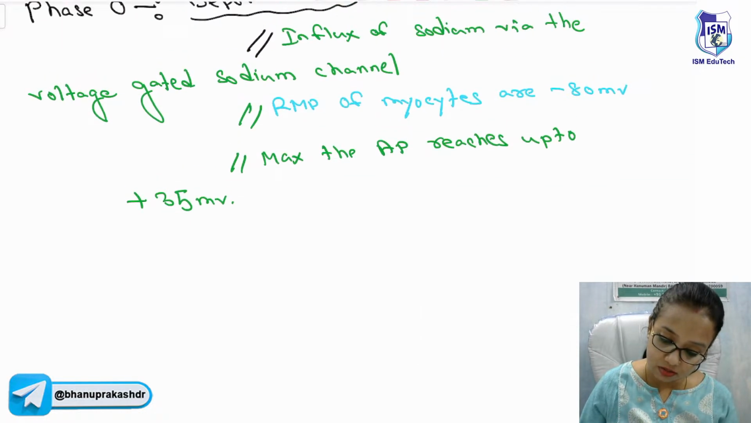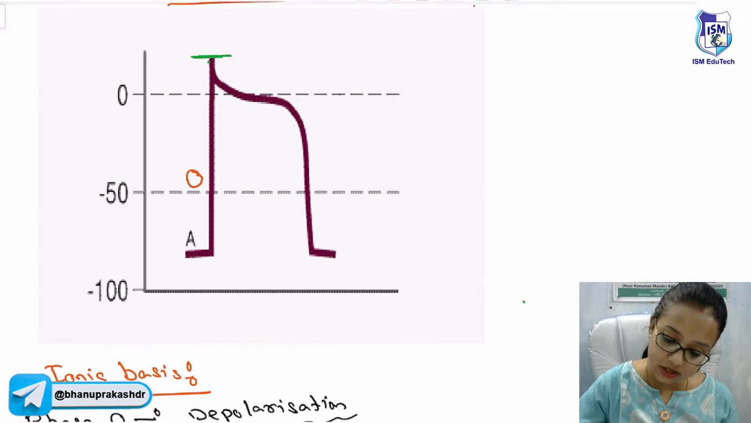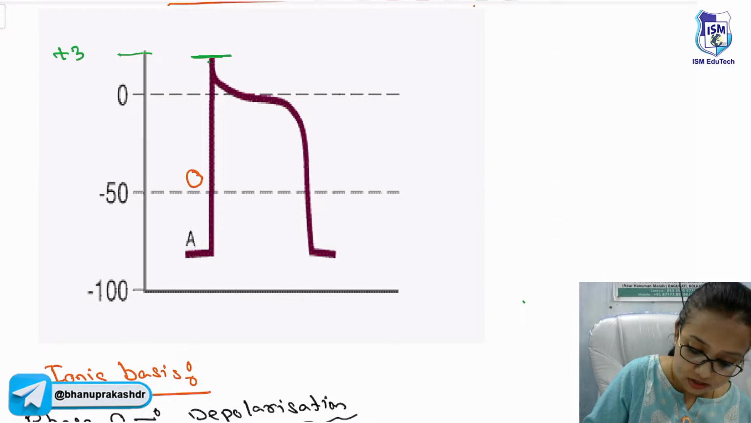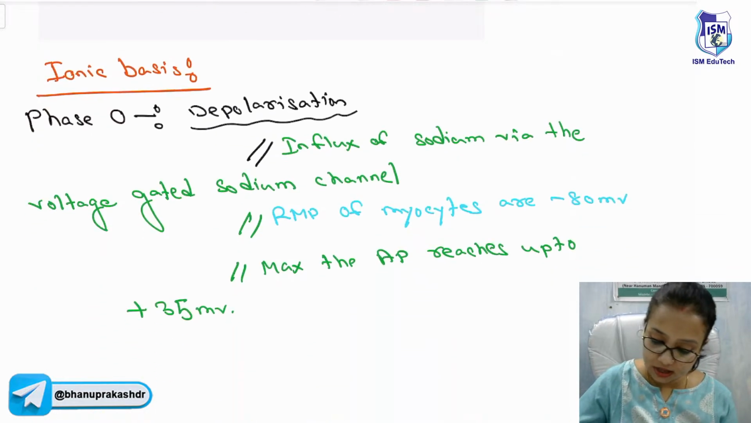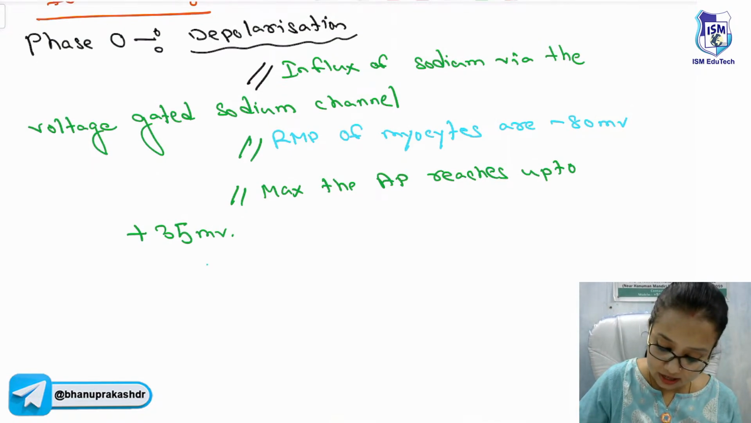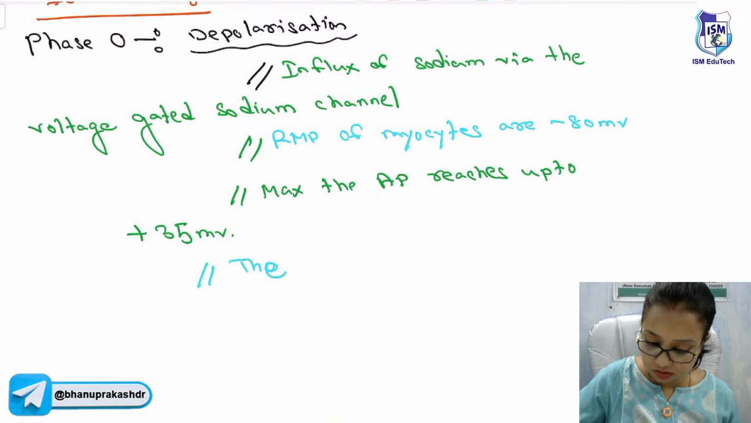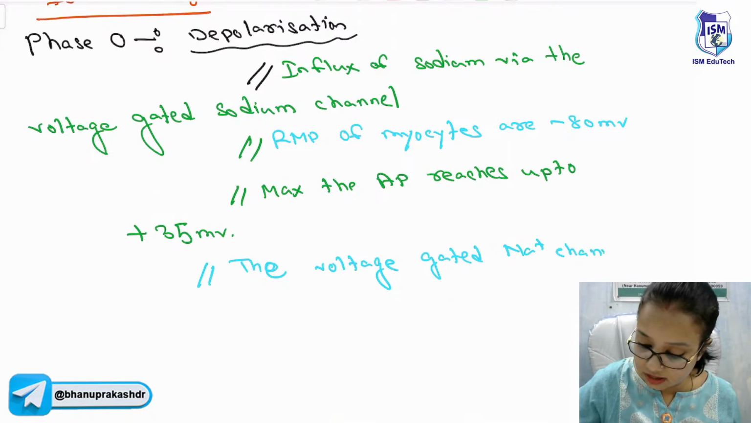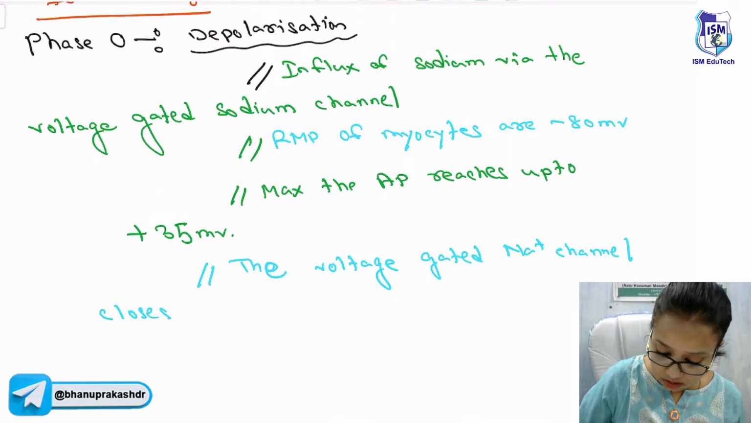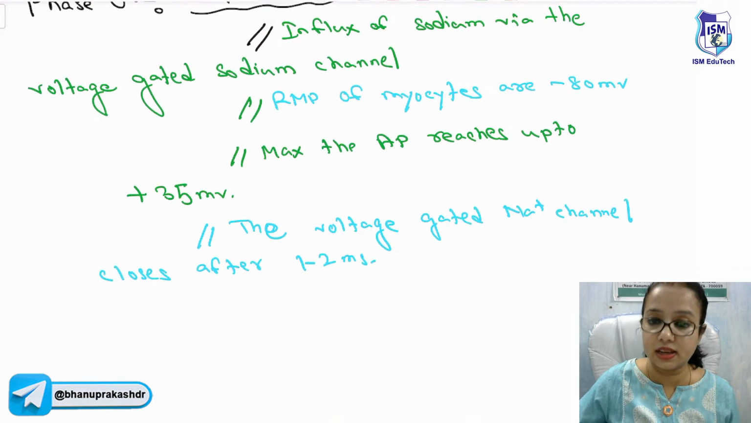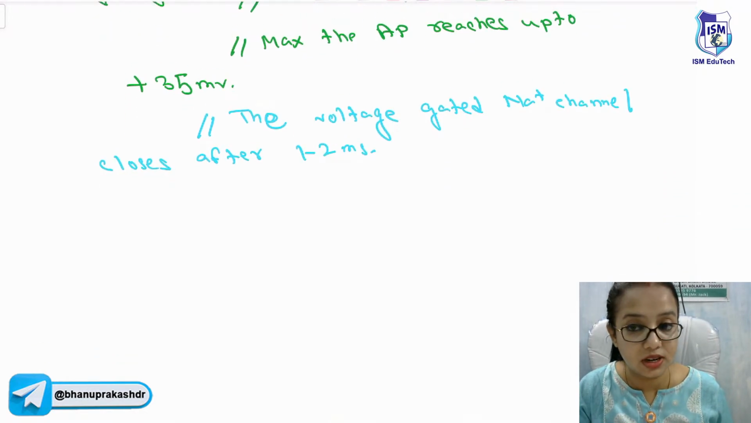So after that, what happens as soon as this phase 0 gets over and it reaches a maximum level of, say, plus 35 millivolt? Immediately there is closure of the voltage gated sodium channel. The voltage gated sodium channel closes after 1 to 2 milliseconds, and then the wave of depolarization stops.